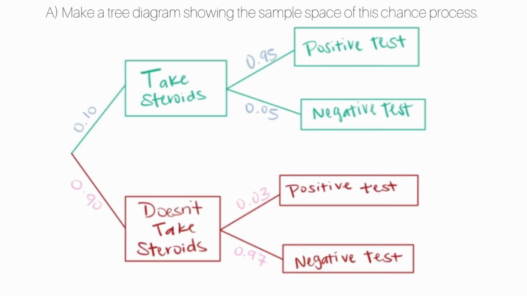So 10% took steroids and 90% didn't take steroids. Now let's take a look at the 10% of those who took steroids. They can either get a positive test or a negative test. So 95% of those athletes who took steroids were accurate, which is the positive test, and those who took steroids but tested negative was 5%. Now let's look at the diagram below. 90% didn't take steroids. When an athlete hasn't taken steroids, it is 97% accurate for the negative test. And as for the positive test, it is 3%.